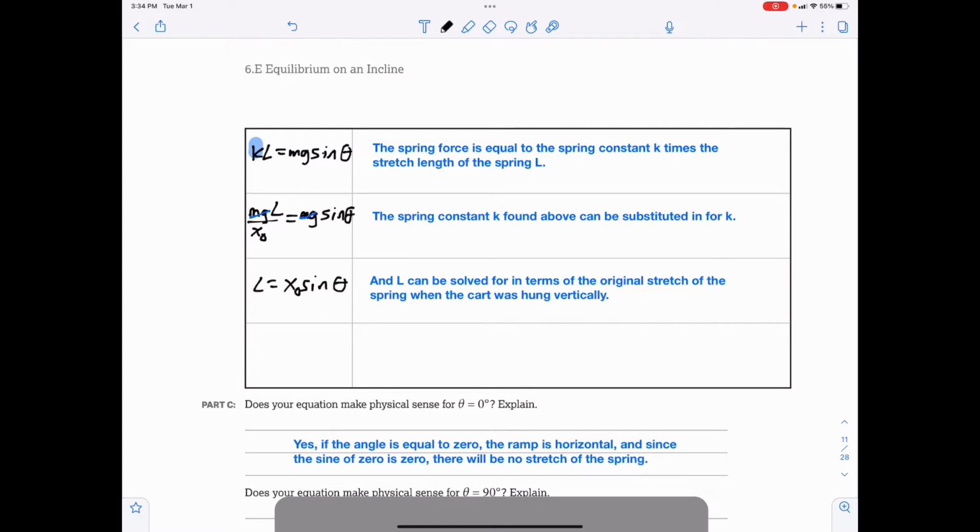If we let theta equal 0, that means x naught times the sine of 0. Now, sine of 0 is 0, which means L equals 0, okay? And what that means is there's going to be no stretch of the spring. Think about what that would be. That would just be a horizontal spring like this. There's no reason for it to stretch, right? Beyond its equilibrium position, it's just there.